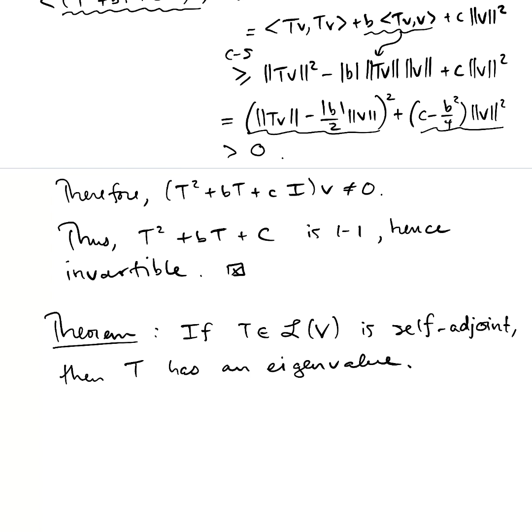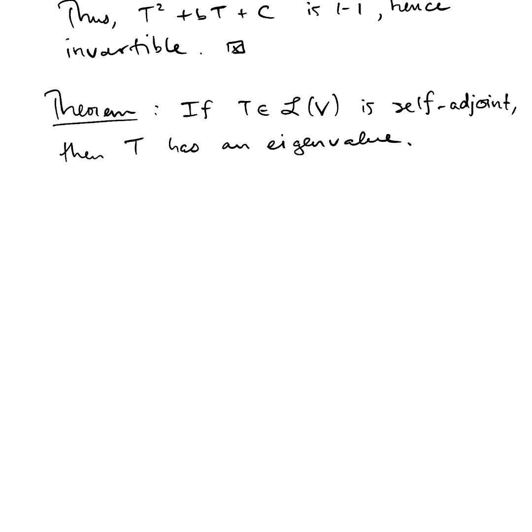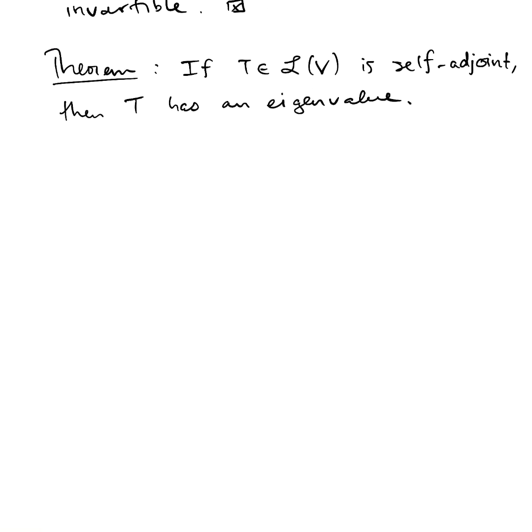Okay, so what's noteworthy about this theorem is now we've taken off the hypothesis that V has to be over the scalar field C, but we've added the hypothesis that T is self-adjoint. Okay, so self-adjoint operators have eigenvalues. That's the upshot of this theorem, and the proof will look familiar.